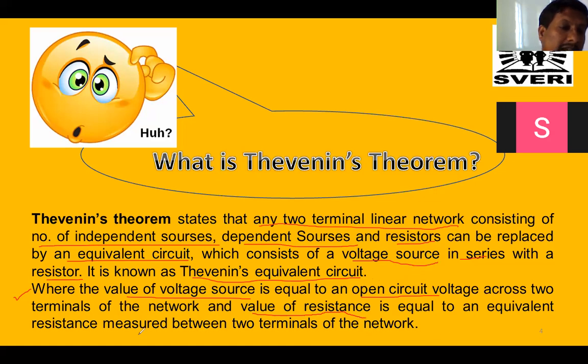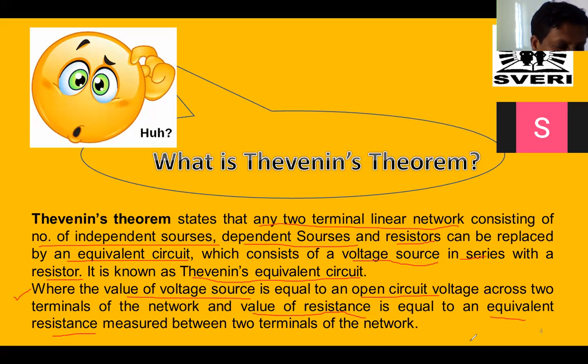That is equal to an equivalent resistance. So already I told you the equivalent resistance is a very important concept. Okay. So the value of resistance RTH is equal to the equivalent resistance measured between two terminals of the network. So this is what Thevenin's theorem is.